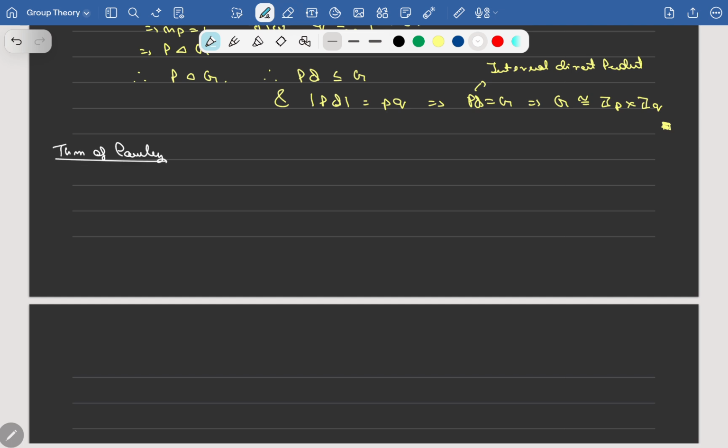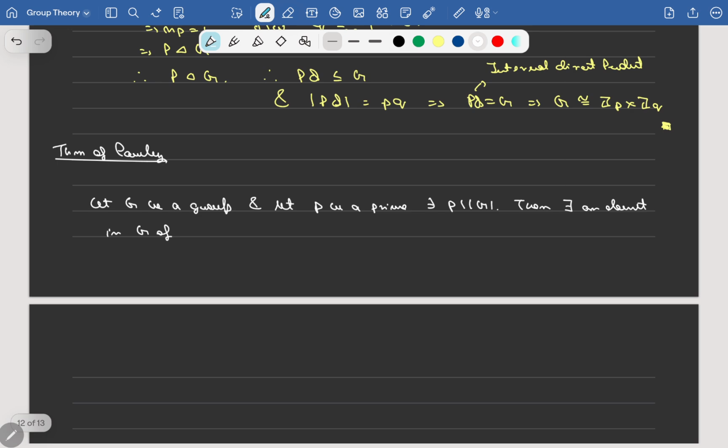The theorem of Cauchy says that if G is a group and P is a prime such that P divides the order of G, then there exists an element in G of order P. The proof of this is not big, and in fact it's actually easy, but at least the proof I typically remember involves working with quotient groups.